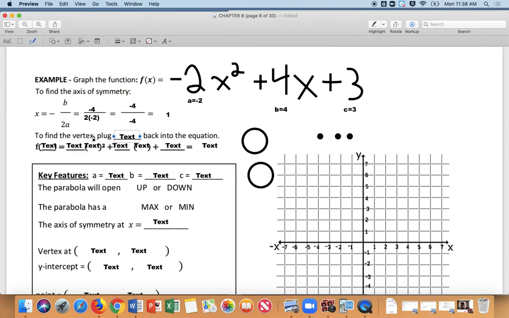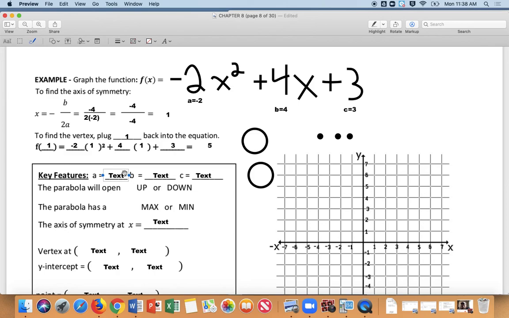So I'm going to take 1 and plug that into my vertex. I replace all the x's with 1. A was negative 2, x is now 1, b was 4, again x was 1, and c was 3. I'm going to simplify this. 1 squared is 1 times negative 2, that's negative 2. 4 times 1 is 4. So negative 2 plus 4 is 2, plus 3 is 5. So we know that is 5.